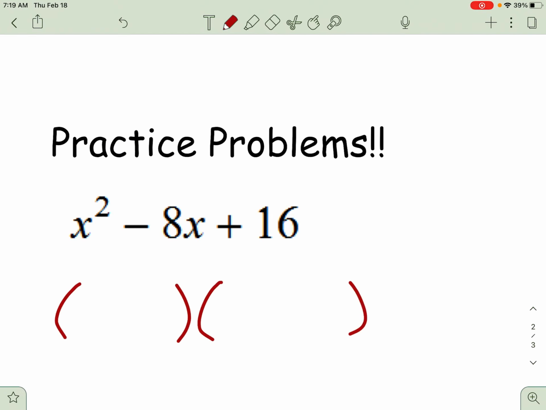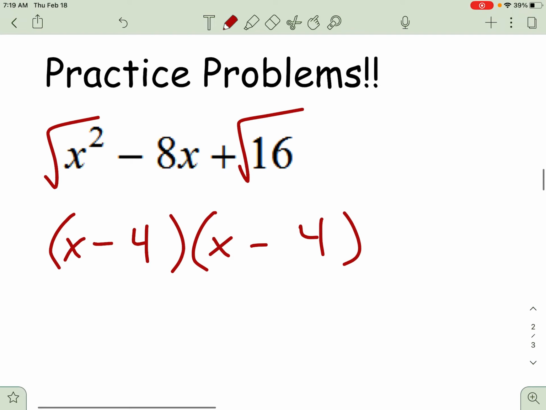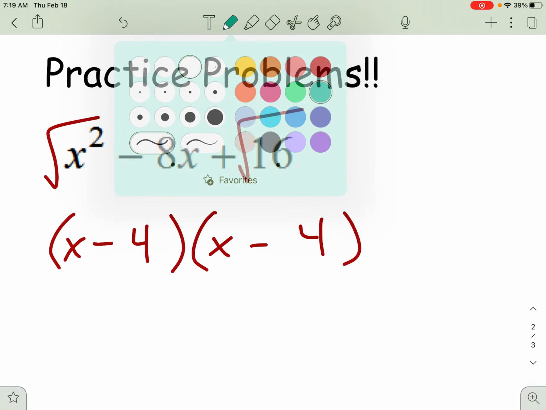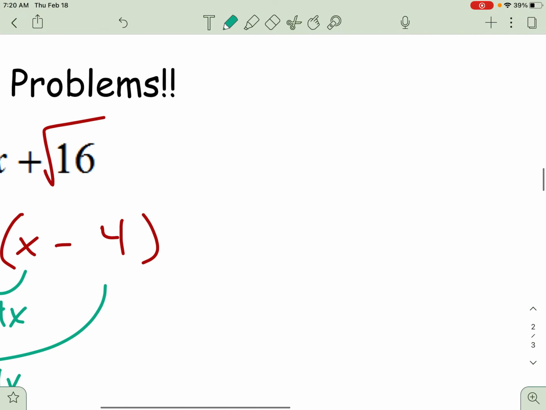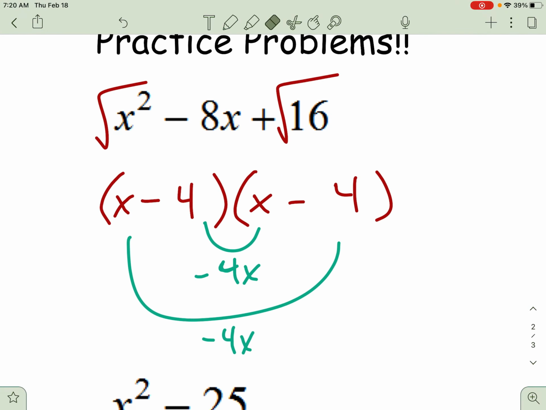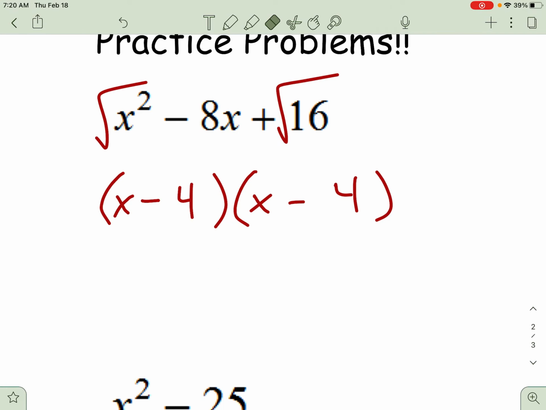So right here, we notice that the first term is a perfect square, the last term is a perfect square. Okay, so the square root of 16 is 4. Square root of x squared is x. And the middle term is negative, so that tells you it should be x minus 4 and x minus 4. Now, just to check our work, this would be a negative 4x. This would be a negative 4x. Negative 4 and negative 4 would definitely give me a negative 8. Okay, so our solution here would be x minus 4 times x minus 4, or x minus 4 squared.